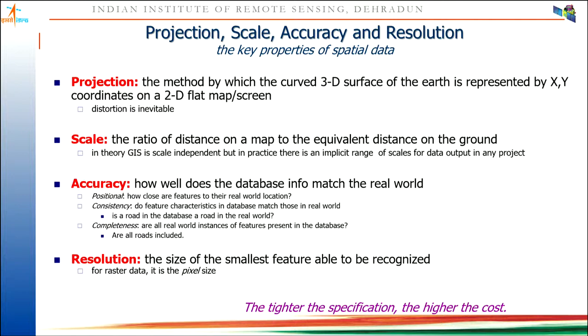This is simply a ratio, and this ratio is very much required, especially when you are printing your maps in a topo sheet or in the form of some printable maps or like an atlas.